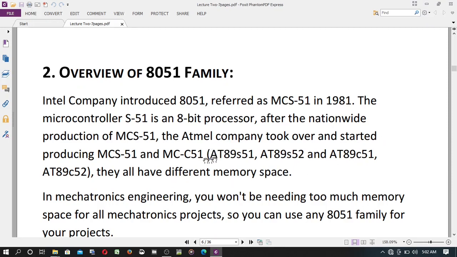Alright, so as you can see, these names are quite confusing, but as you move further, you are going to understand the series of this microcontroller. They are not the same, because the S series are recently produced and they have more functions than the C series.